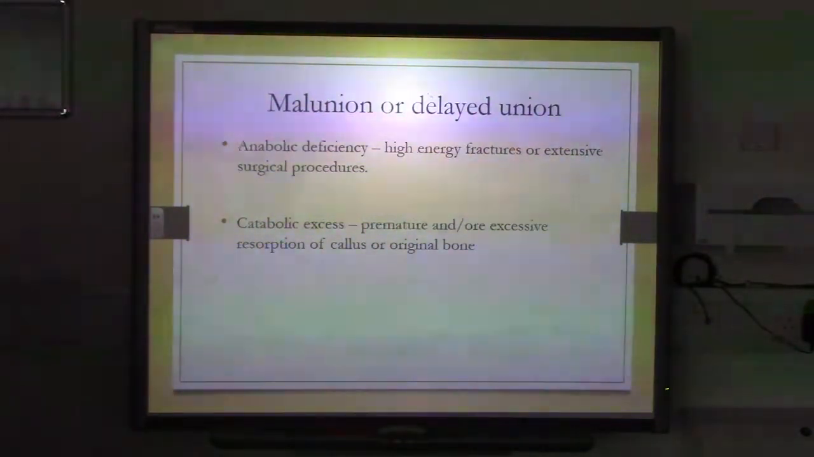On the opposite of this, you might have a catabolic excess, which is premature and or excessive resorption of callus or original bone. The catabolic response may be responsible for insufficient callus during bone repair, and therefore may subsequently cause the malunion. Both of these can also happen with one another, and within this you will have insufficient bone formation as well as excessive resorption, which will essentially lead to the fracture not healing correctly.